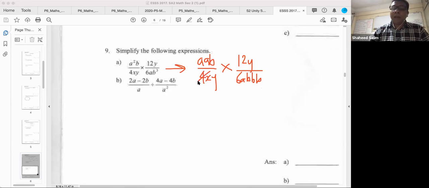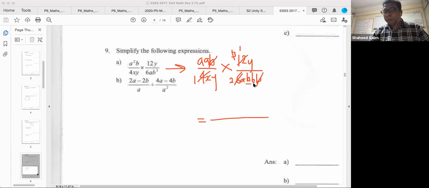So now divide by 4, you get 1. Divide by 4, you get 3. Divide by 3, you get 1. Divide by 3, you get 2. So the bottom part, there's 2 at the bottom part. B. Cancel 1B. You are left with B times B, which is B squared. Can you see now? You also left with 2.